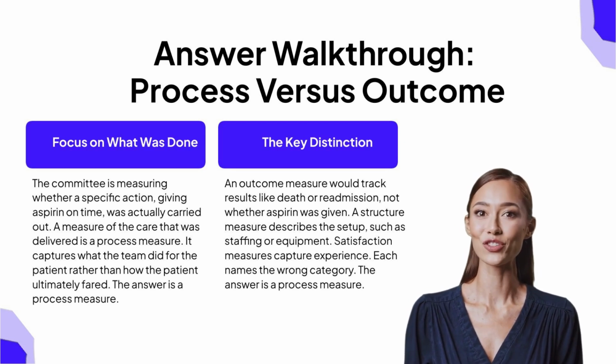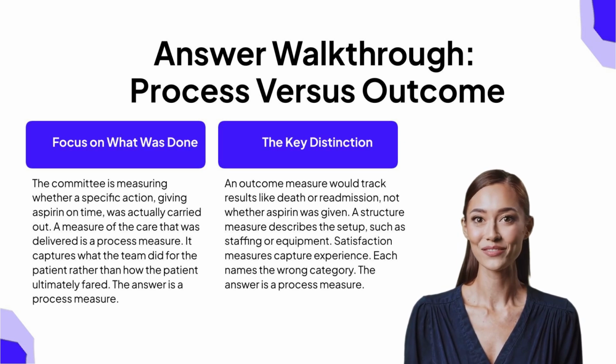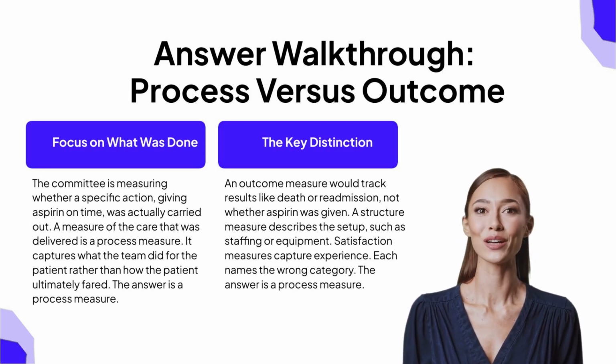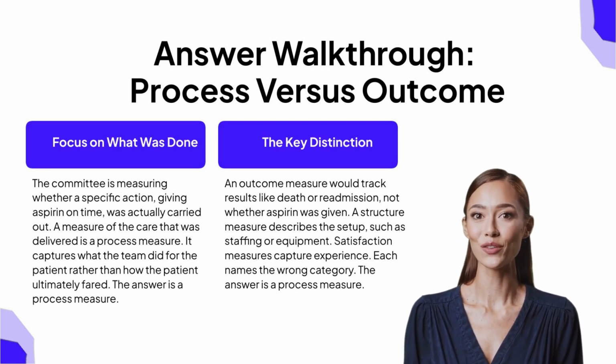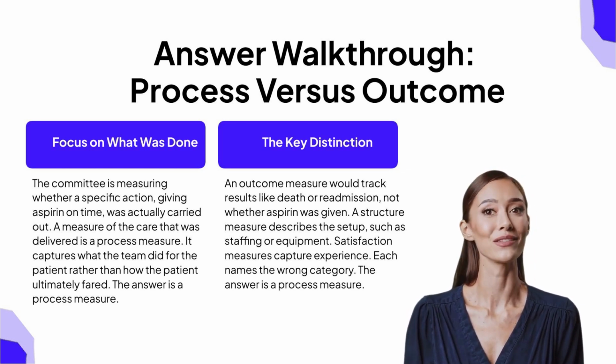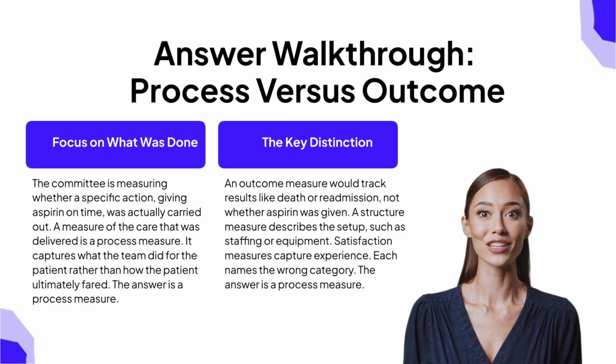An outcome measure would track results such as death or readmission, not whether the aspirin was given. A structure measure describes the setup, such as staffing or equipment. A satisfaction measure captures the patient experience. Each of those names the wrong category. The correct answer is a process measure.